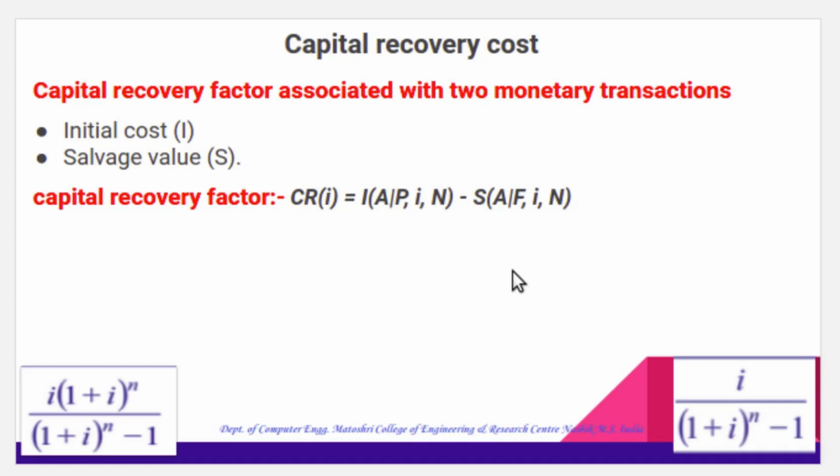It is repaid, that is A given P can be calculated using the formula, while A given F, that is the future worth value, can be calculated using this formula, which is nothing but the uniform series sinking fund, where A is the uniform amount per interest period and P is the present value of the amount I.